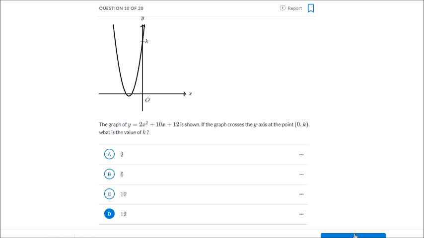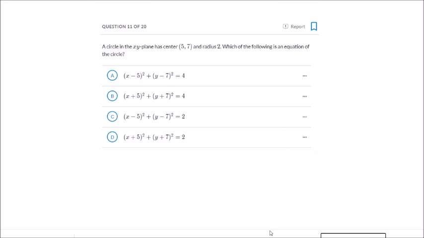Next, a circle in the xy plane has center 5, 7, and radius 2, not center 5, radius 7. Which of the following is the equation of the circle? In this, you're just going to have to remember it's x minus h squared, x minus the center's x, and then y minus the center's y, squared, and that's equal to r squared. So if the radius is 2, the radius gets squared, so that's 4. So it's A.